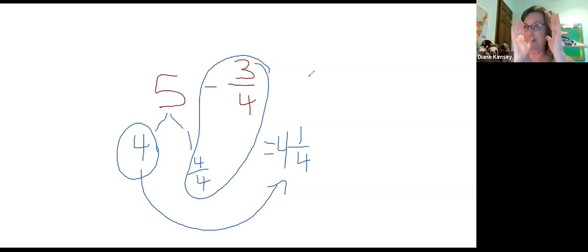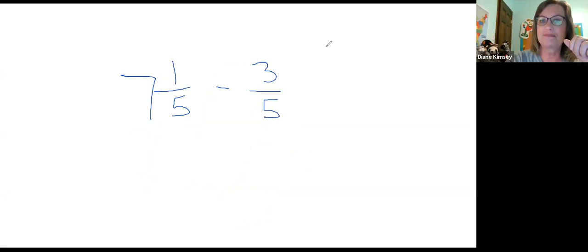You know, we've been taking away from the tens place value, the hundreds place value. Well, now we're taking away from the ones place value, and that's using fractions. Okay, so then while we're on it, let's just do one more. What if we had 7 1/5 and we wanted to take away from it 3/5?